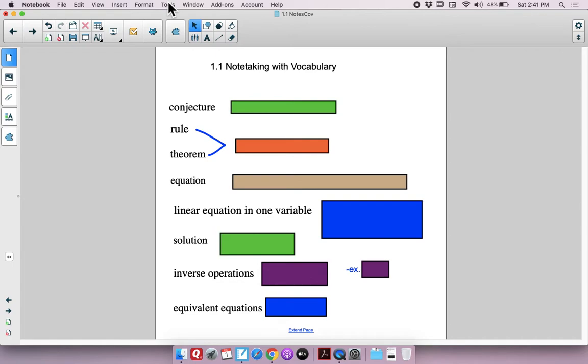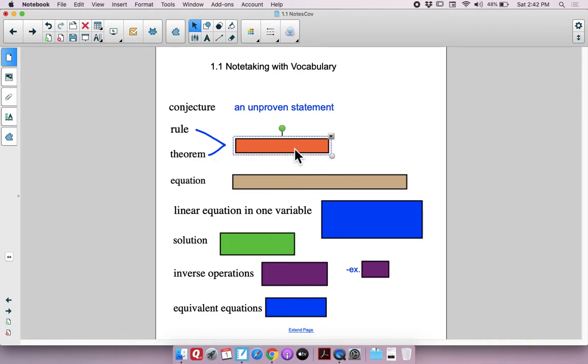Okay, so vocab. We have some vocab. Go ahead, pause the video, and see if you think you know any of the answers to these, and then we'll go through them. Okay, a conjecture basically is an unproven statement. So it's like, I think something will be this, but we've got to go through and prove it.